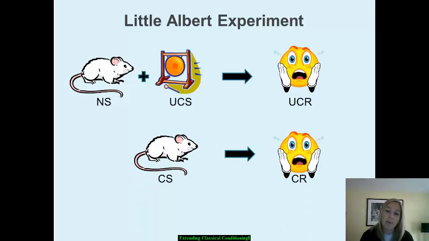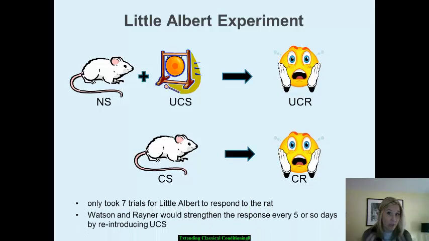And so Albert became conditioned to respond to a white rat with fearful behavior. Anytime he was presented with that rat, he freaked out, basically. And the sad thing is, just to tell you how easily it can happen that we develop certain classically conditioned responses, it only took 7 trials for Albert to become responsive to the rat. Only 7 times that they had to pair that rat with that noise. That's it.